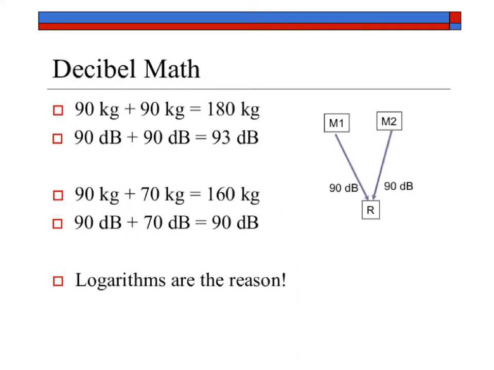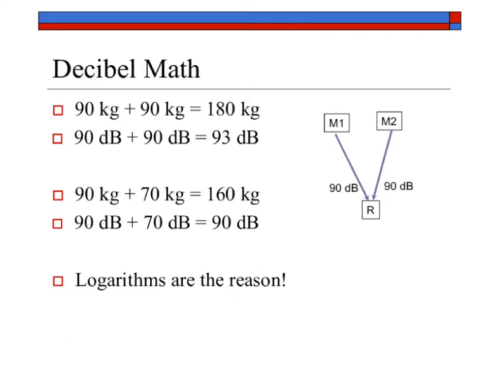let's look at some examples of how decibel math is different from ordinary math. Suppose, for example, that you had a 90 kilogram mass and you put it on the scale and then put another 90 kilogram mass on the scale. So what's the total weight? Well, 90 plus 90 is 180, so it's 180 kilograms.